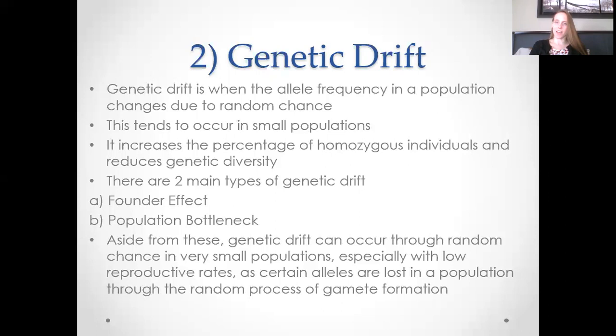This is why yesterday we talked about the fact that in order to be at Hardy Weinberg equilibrium, you need a large population. So random chance doesn't play as big of a role in changing the gene frequencies. If you have a really small population, things that are just completely random can have huge effects on the gene frequencies. Usually it increases the percentage of homozygous individuals, which reduces genetic diversity. There are two main types of genetic drift, the founder effect and the population bottleneck.